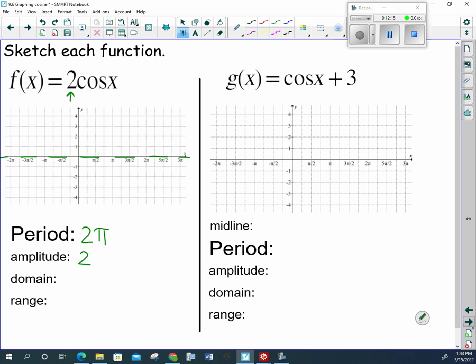And I know that the cosine curve always starts at a max. Well, if my amplitude is 2, then that must mean it's going to start at 2. And then where's it going to end? Well, my period is 2 pi. It's going to end at a max again.